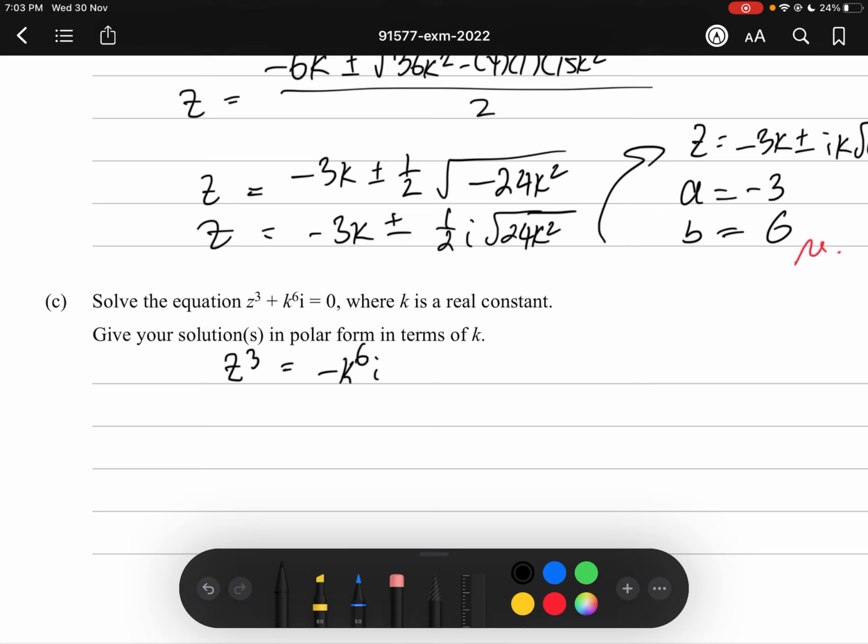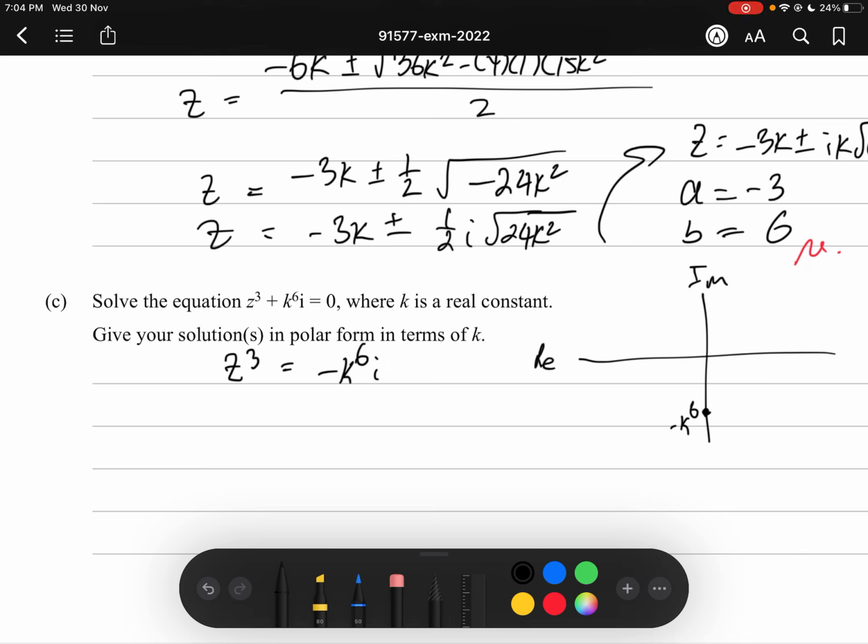We want to rewrite negative k to the power of 6 times i in cis form so we can easily find the 3 roots of the equation. To do this, we're going to map it out in the Argand diagram. We know that k is a real constant, and any constant to an even power will be positive. So k to the power of 6 is positive or 0. And negative k to the power of 6 is negative. So our location of negative k to the power of 6 i would be somewhere here. We'll just say this is negative k to the 6. This is the imaginary part, and this is the real.